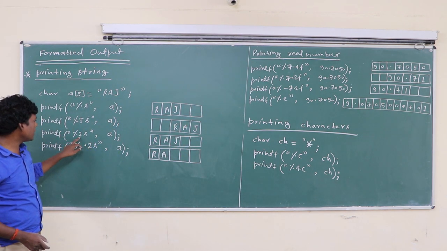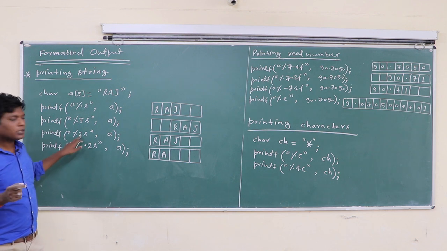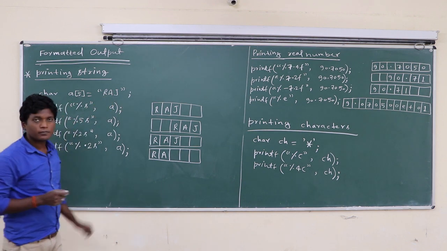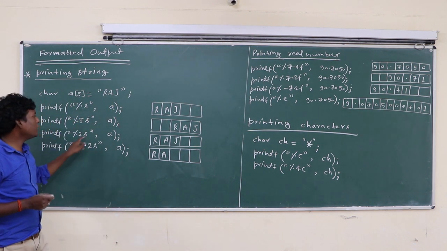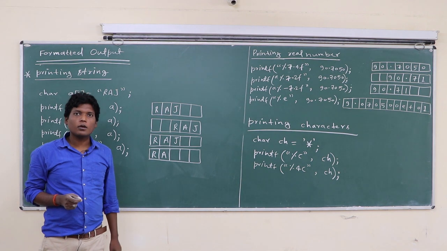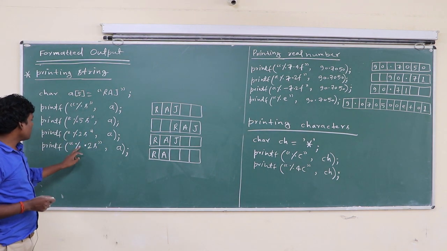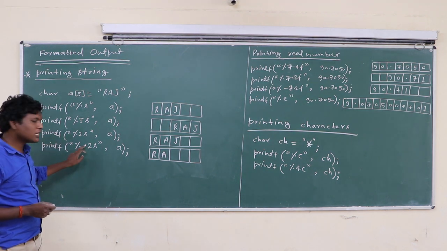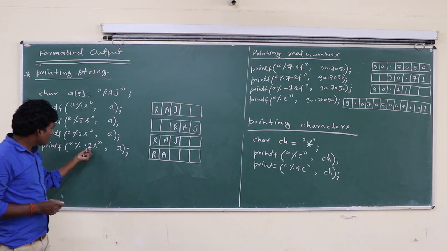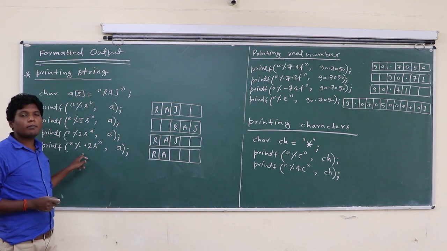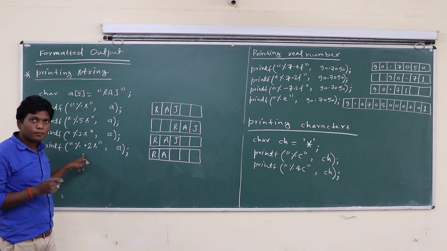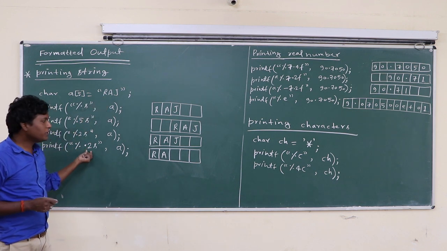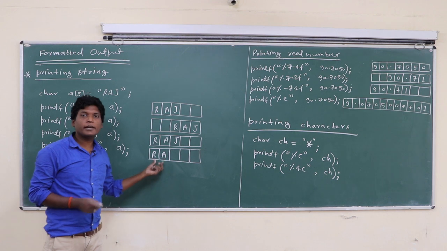Here is class %2s. 2 is the field width. This field width is less than the number of characters, that is 3 here. So it is printed normally. Okay class. Here is a %.2s. Here is this decimal point, decimal 2s. So it shows the number of characters in the string. The string has 3 characters, but here is a 2. It means only 2 characters will be printed.